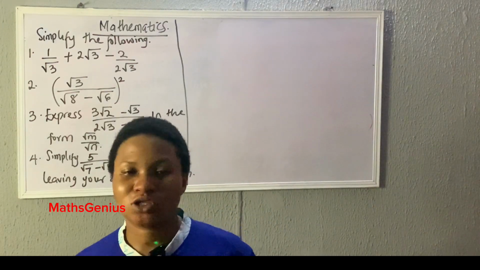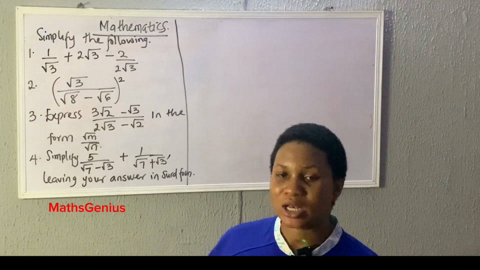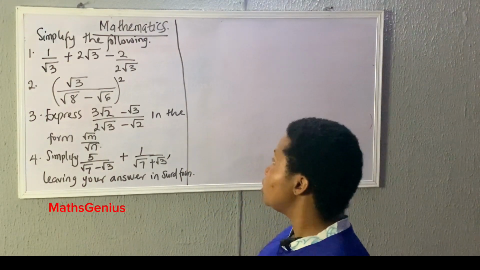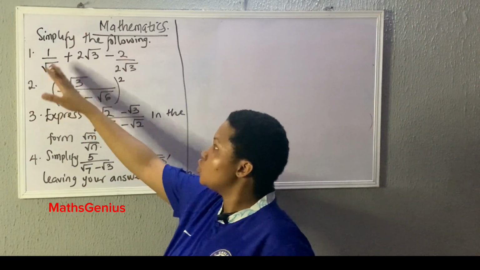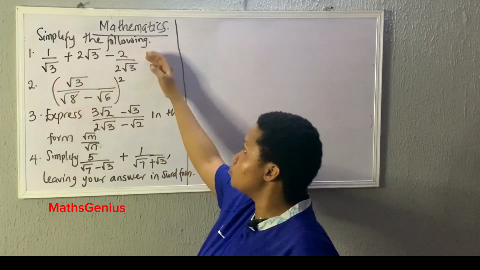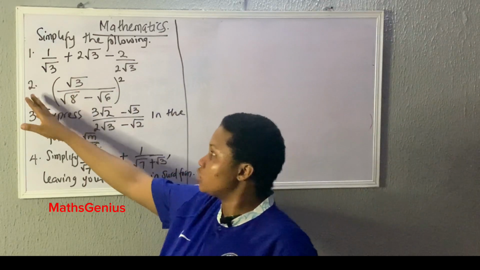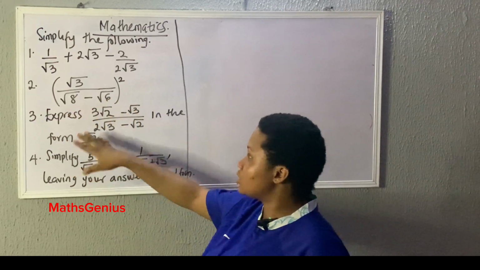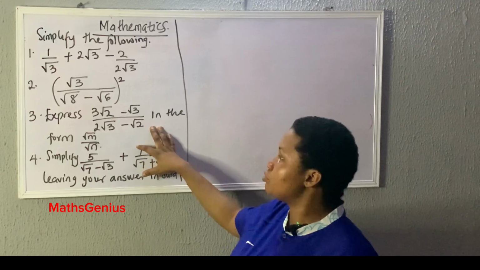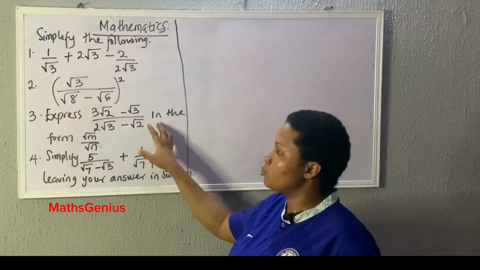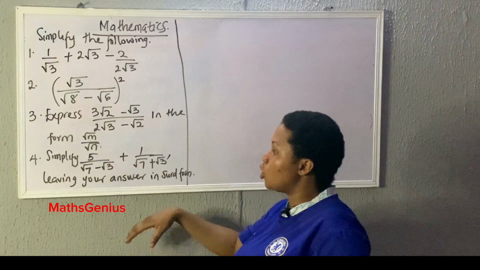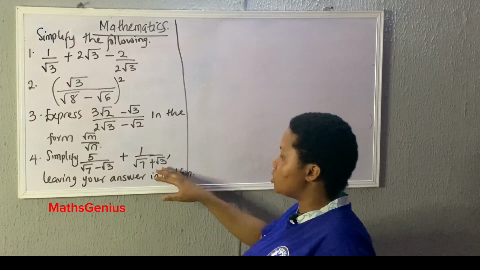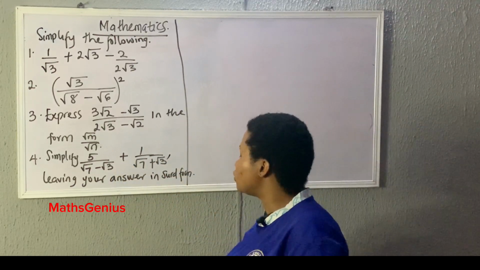Today we are solving questions on Surds, continuing from what we solved in our last class last year. We want to solve questions on Surds to round up the topic. First, simplify 1 over root 3 plus 2 root 3 minus 2 over 2 root 3. Another question: root 3 over root 8 minus root 6, all squared. Express 3 root 2 minus root 3 over 2 root 3 minus root 2 in the form of root n over root n. And also simplify 5 over root 7 minus root 3 plus 1 over root 7 plus 3, leaving our answer in Surds form.